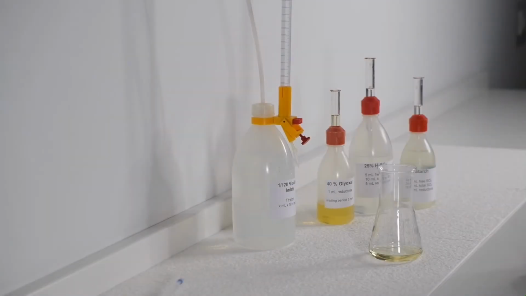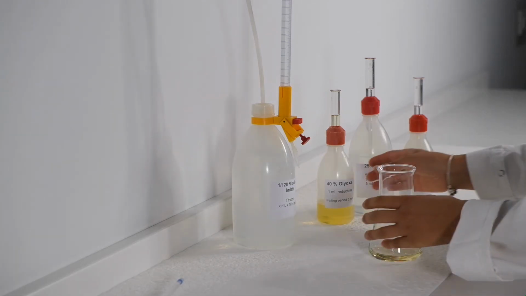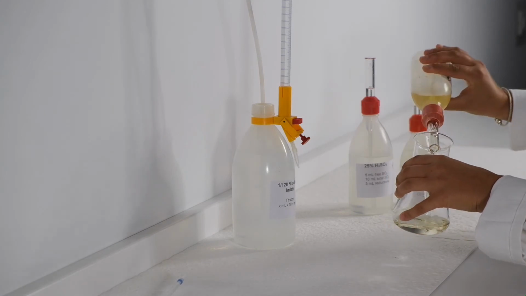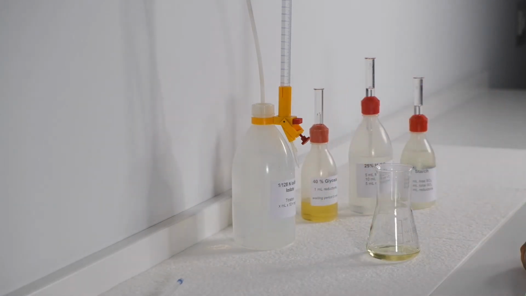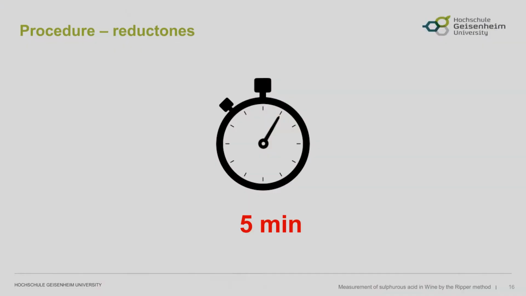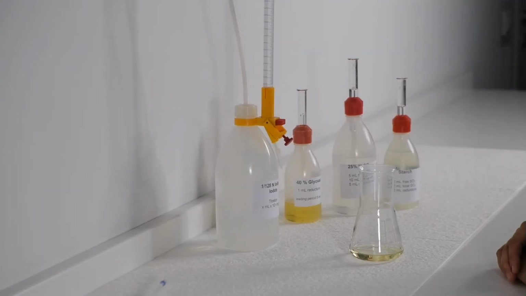Put 25 ml of the same wine in the Erlenmeyer flask. Then add 2 ml clear salt to the wine. The flask has to stand for 5 minutes. After 5 minutes, the iodine titration is carried out in the same way as before.